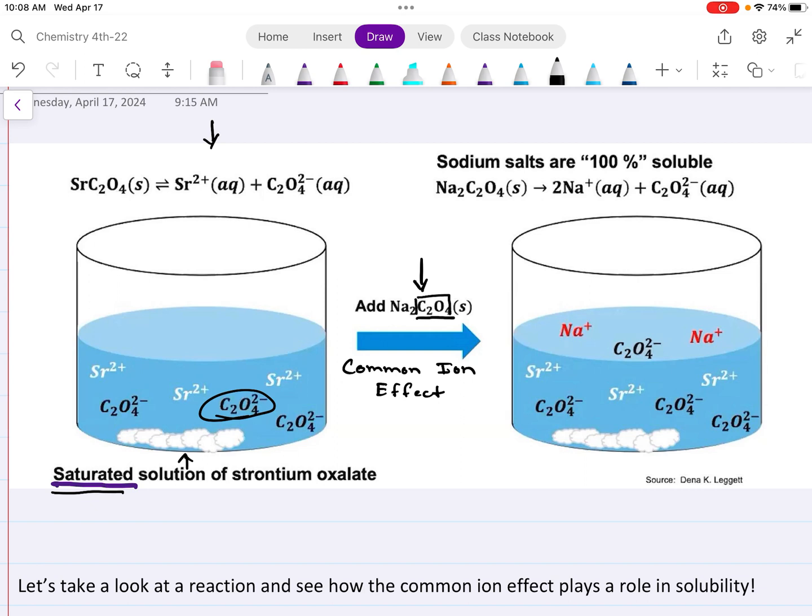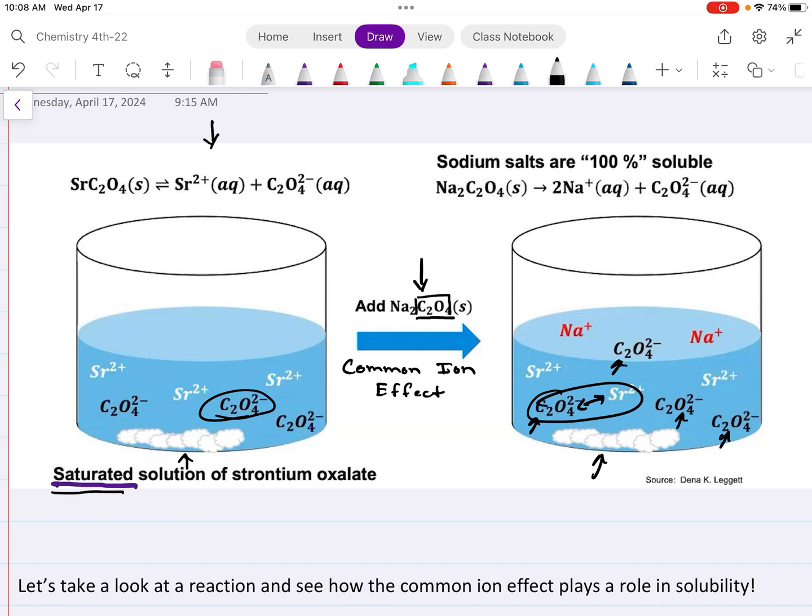And as you can see, we have much more oxalate ions in solution now. Because we have more oxalate in the solution, we begin to increase the number of collisions between the oxalate and the strontium. As this happens, these two begin to reform, and you see more strontium oxalate reform, causing a decrease in the solubility.